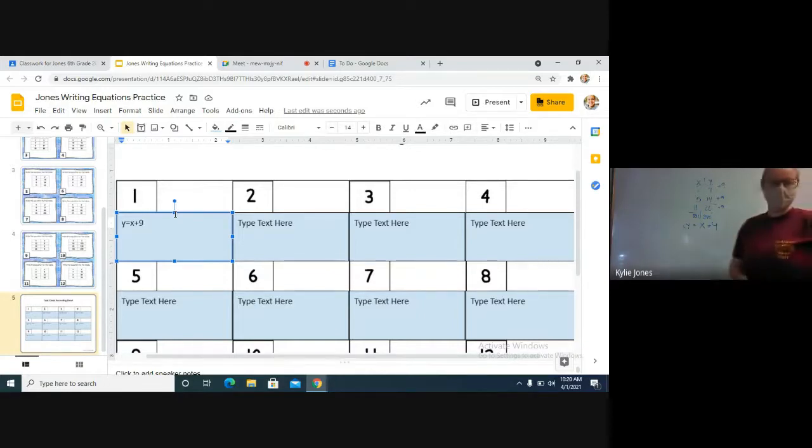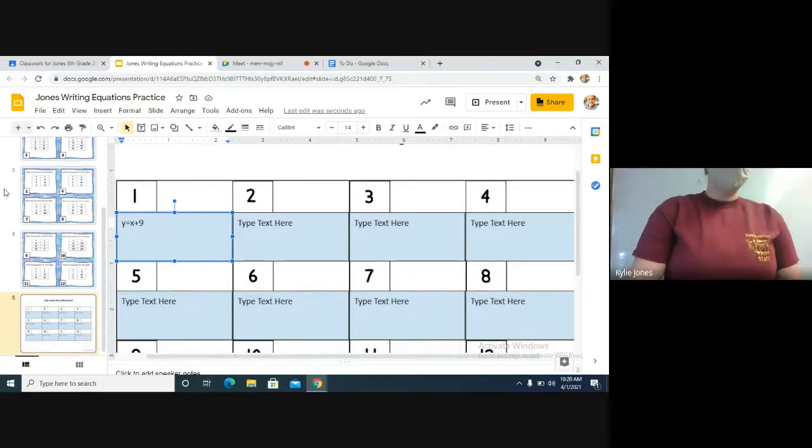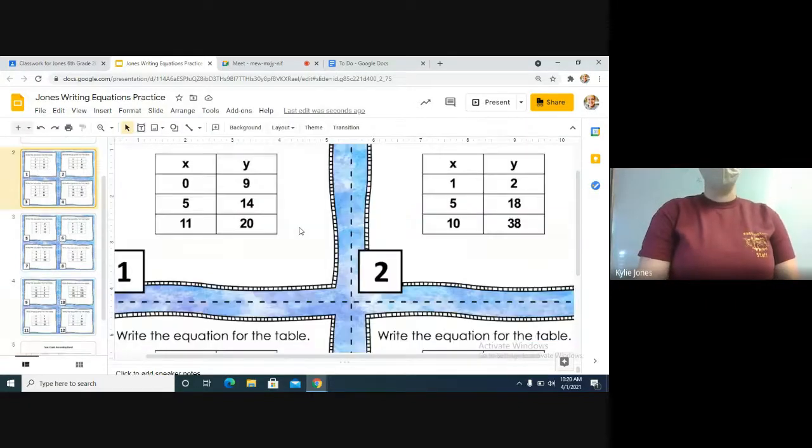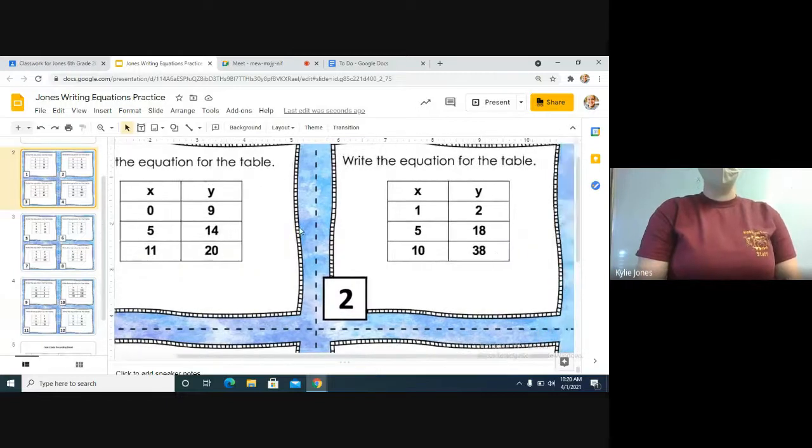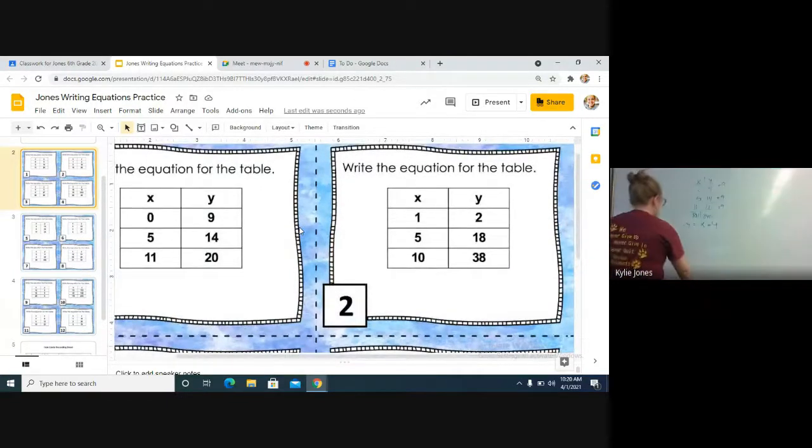All right. If I remember correctly, number 2 is a little bit harder. So let's look at number 2. Let me write down our table here. X's and Y's. So our first one is 1, 2. 5, 18. And 10, 38. So let's start with the easiest one, which is addition or subtraction.